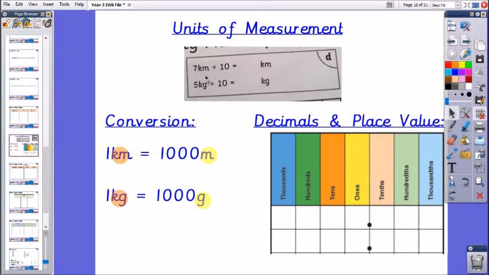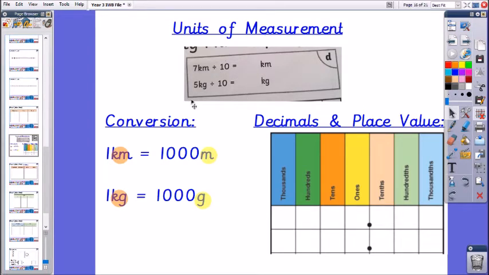Here, we've got kilometres, which is a measurement of length. And here, we've got kilograms, which is a measurement of weight. Okay, and what it's asking us to do is divide this unit of measurement, this amount, by 10. And what could the answer be?